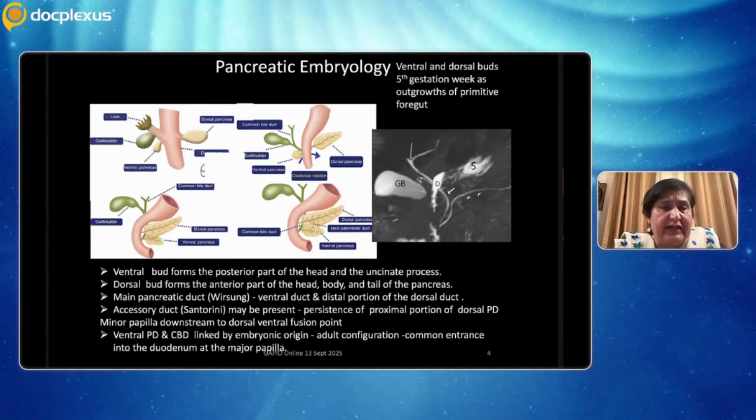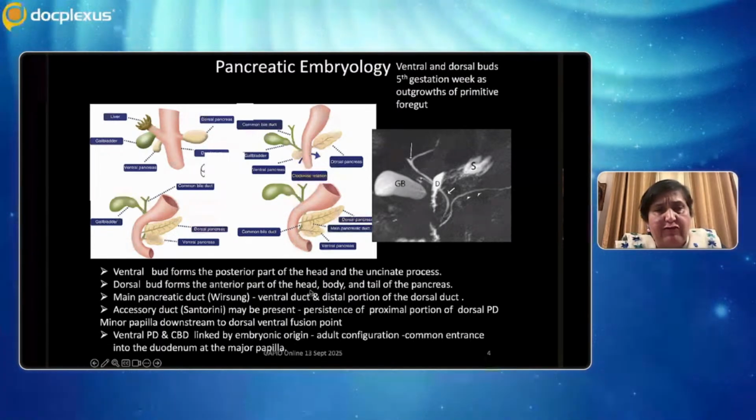The main pancreatic duct, that is the duct of Wirsung, is the ventral duct and the distal portion of the dorsal duct. So that is the duct of Wirsung, which is the main pancreatic duct. And the accessory duct is the duct of Santorini, which may be present. It is the persistence of the proximal portion of the dorsal pancreatic duct, the minor papilla downstream to the dorsal-ventral fusion point. The ventral pancreatic duct and the CBD are linked by an embryonic origin.